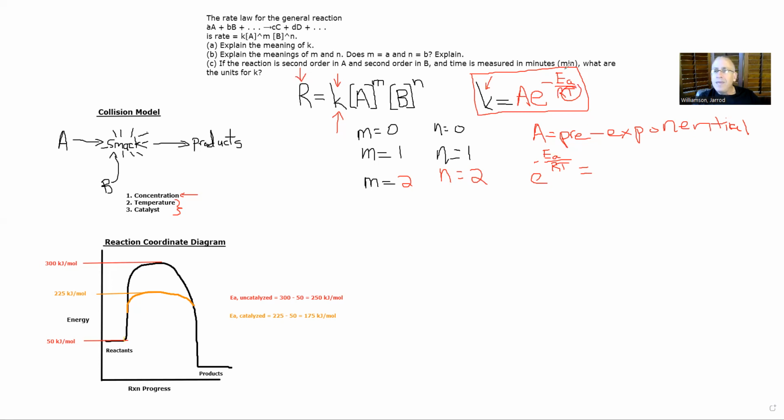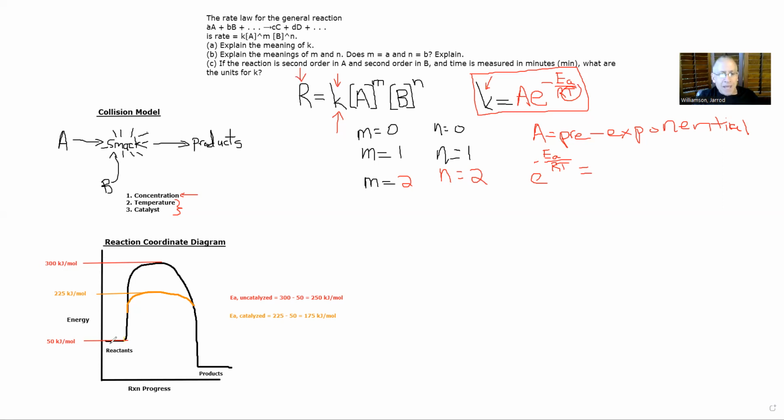Next, Ea, that's the activation energy. Remember, I said they have to collide often enough and hard enough. To collide hard enough, they have to collide hard enough to break chemical bonds. Well, how hard is that? That can be measured in what's called the activation energy. How hard they have to collide to break these chemical bonds so chemical A and chemical B can react is called the activation energy or activation energy barrier.